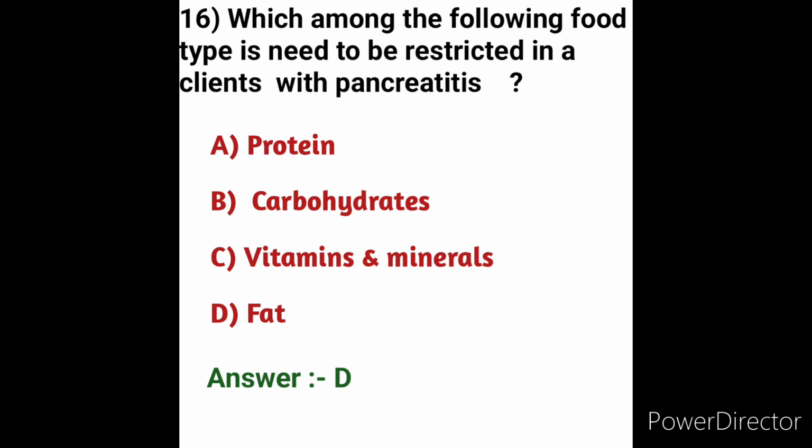We have to restrict the client to avoid a fatty diet, such as burgers and french fries, which can be problematic for people with pancreatic conditions. The pancreas helps with fat digestion, so foods with more fat make the pancreas work harder. Another example of a high-fat diet to avoid is dairy products. So here, option D, fat diet, is the correct answer.